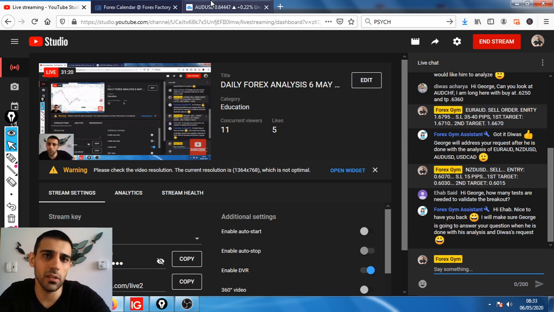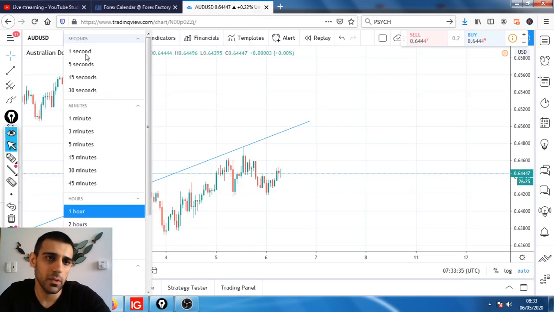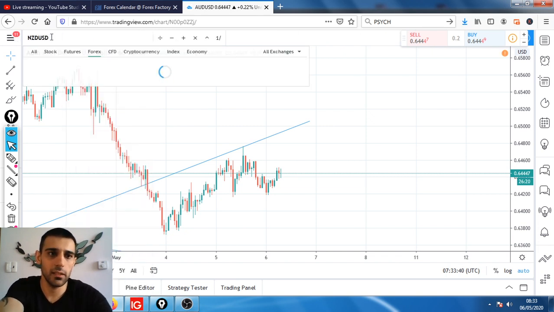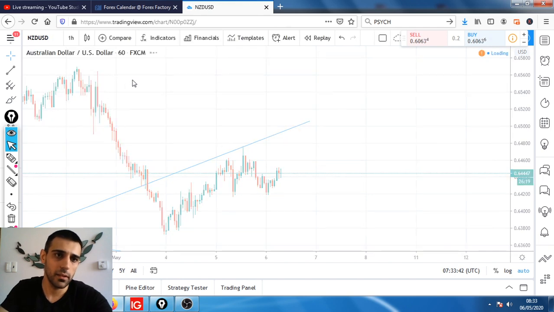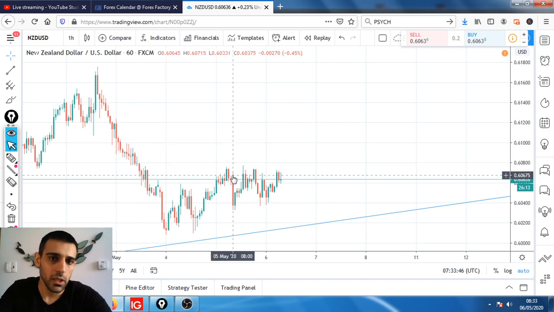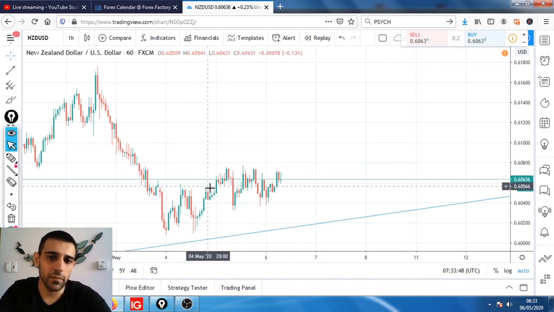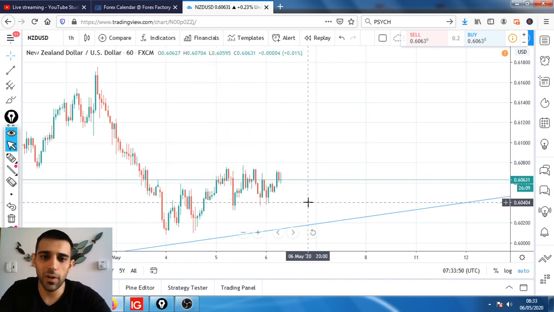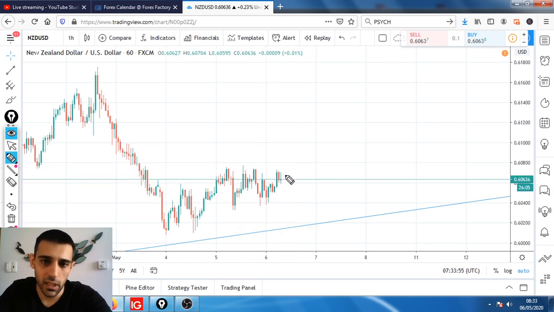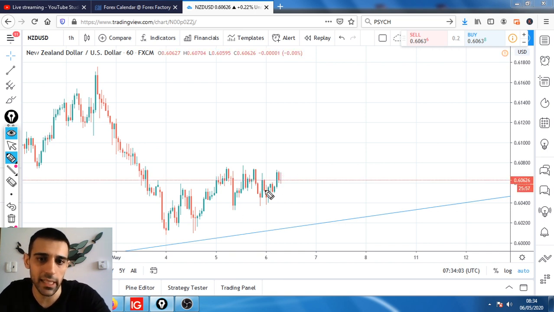I think New Zealand. Let me just go to the NZD USD. So what I'm looking for, to validate the breakout, is to see the price closing above that resistance, or the support in the particular case. Then I can justify taking trades.